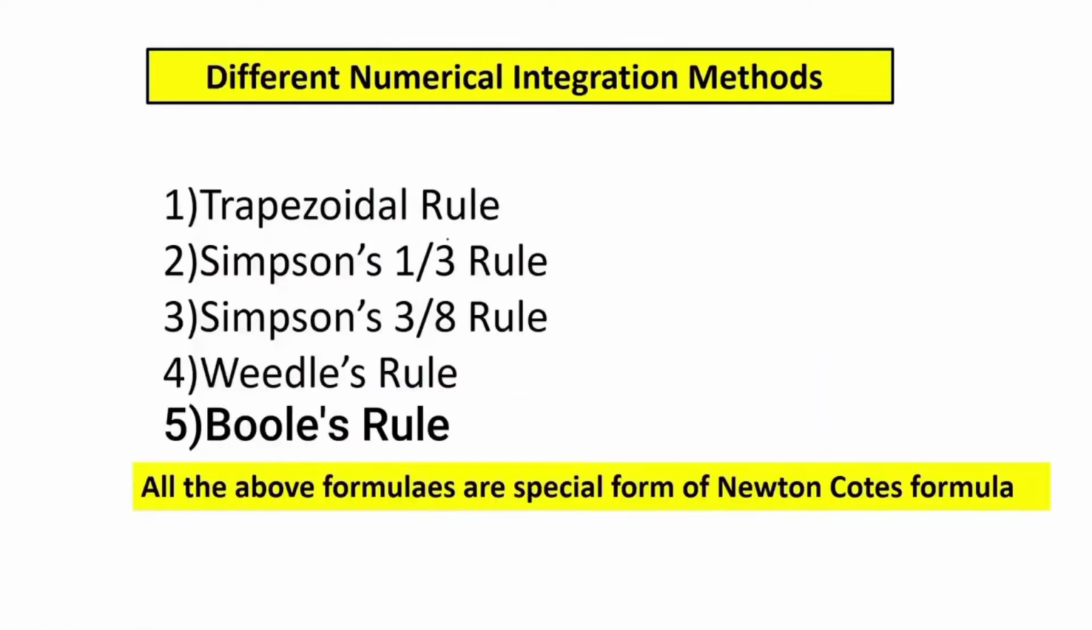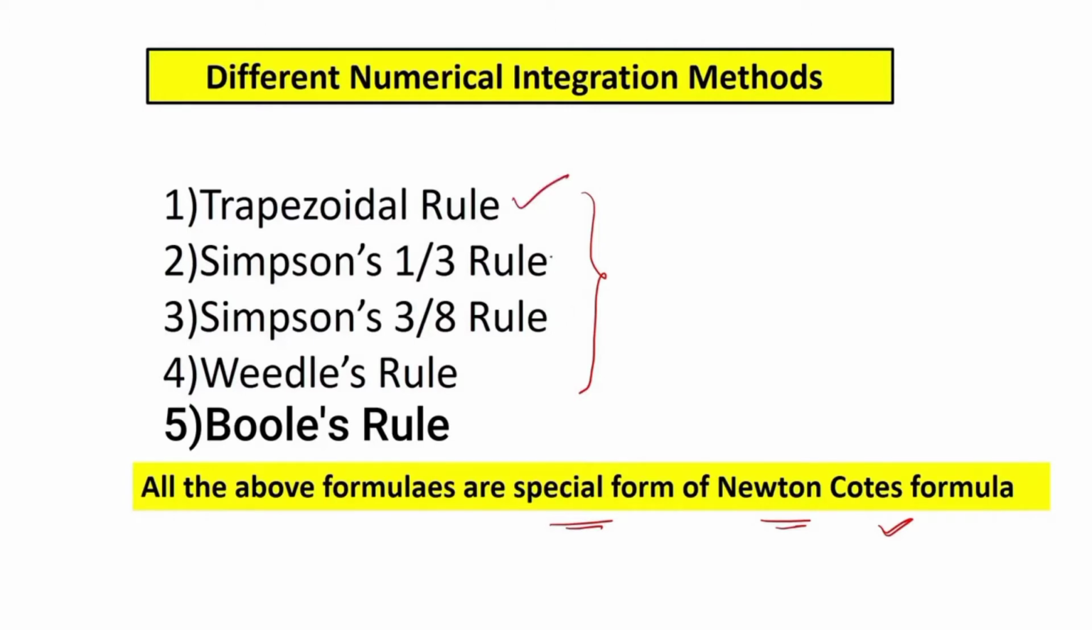These are the different numerical integration methods: the trapezoidal rule, Simpson's 1/3 rule, Simpson's 3/8 rule, Weddle's rule, and Boole's rule. All these formulas are actually special forms of a formula called the Newton-Cotes formula. Okay, this is just for your knowledge. Now we will see in this video how the trapezoidal rule works, and in other videos we will understand how the other methods work.